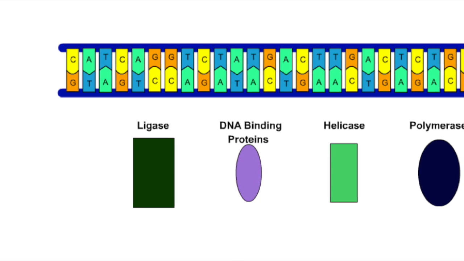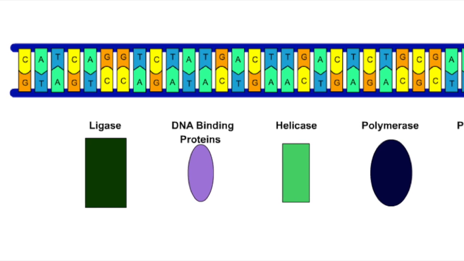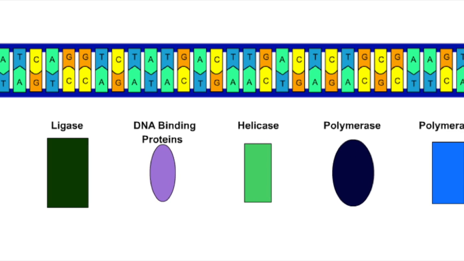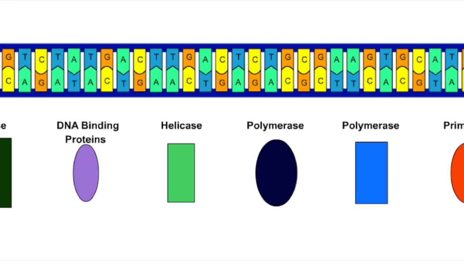DNA replication happens in the interphase part of the growth of the cell. DNA is a double helix. DNA replication produces two daughter DNA strands from the original DNA.